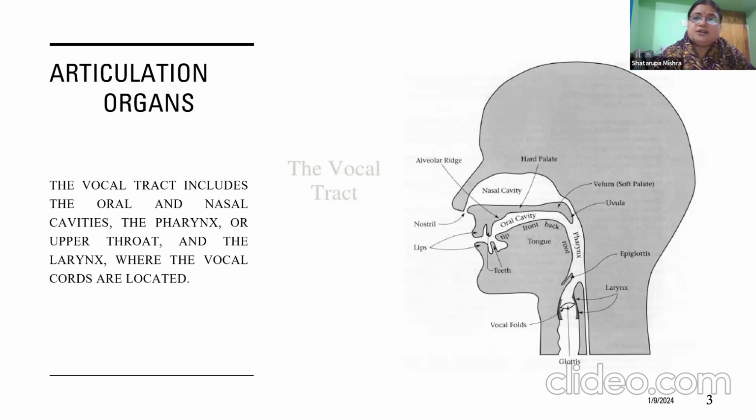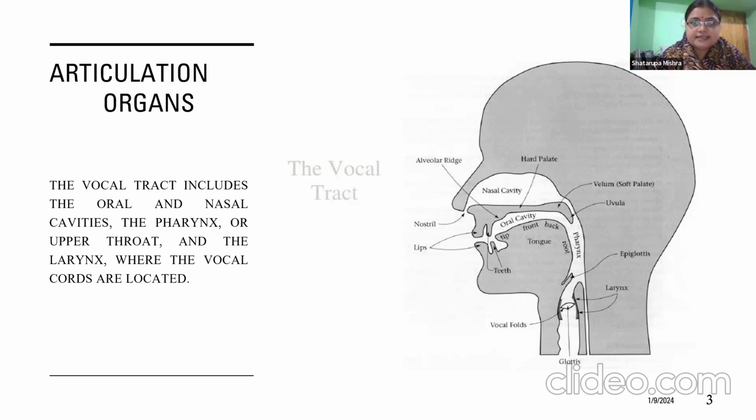Then the pharynx, or the upper throat, and the larynx, where the vocal cords are located. And vocal cords, these are very important for the production of sounds. You can look at the diagram. All these things are important. We have the nasal cavity, and then we have the oral cavity. And then lips. Lips are very important for the production of sounds.